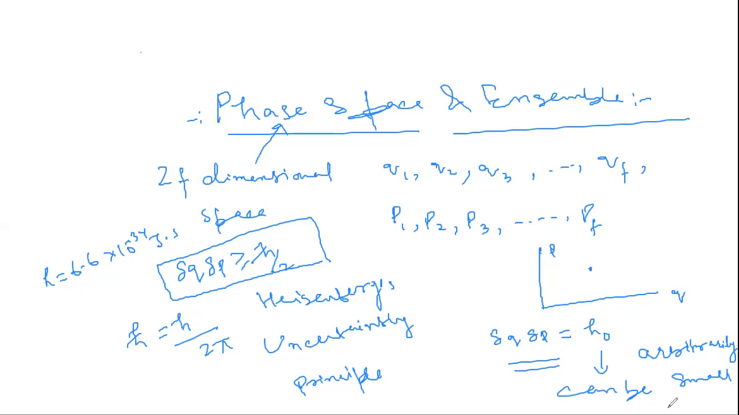As time proceeds, all systems in the ensemble will evolve. That means all points will move. So this cloud will move in the phase space, which represents the ensemble, right? So I hope it is clear.